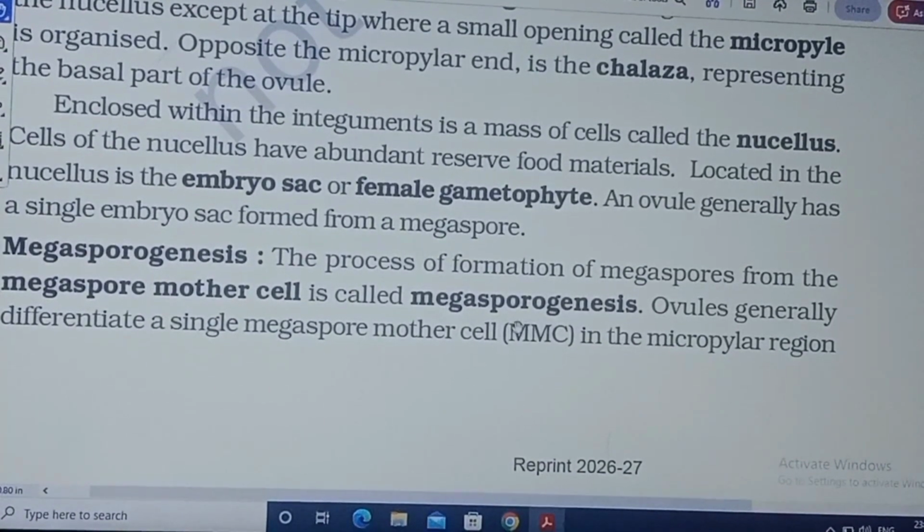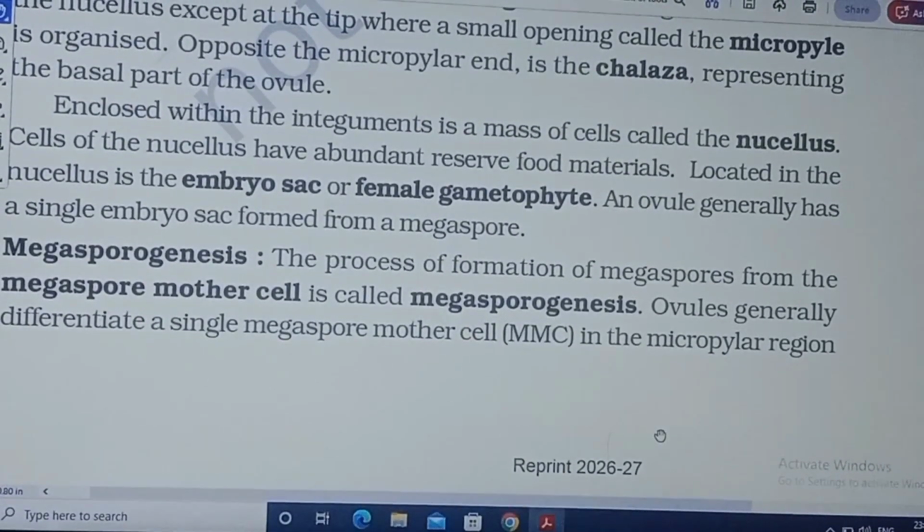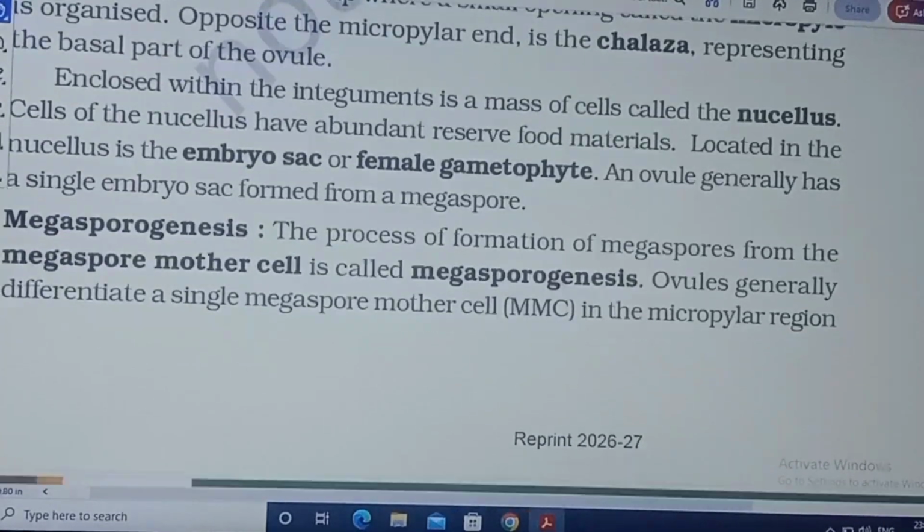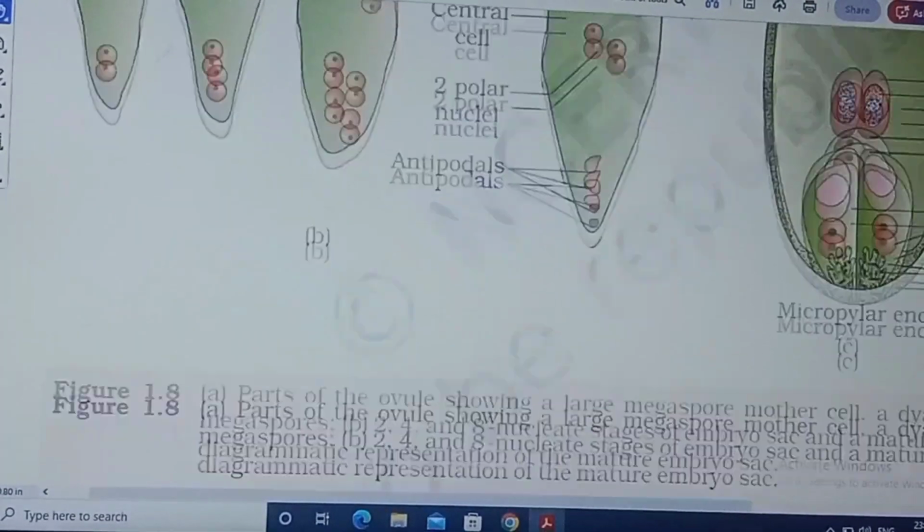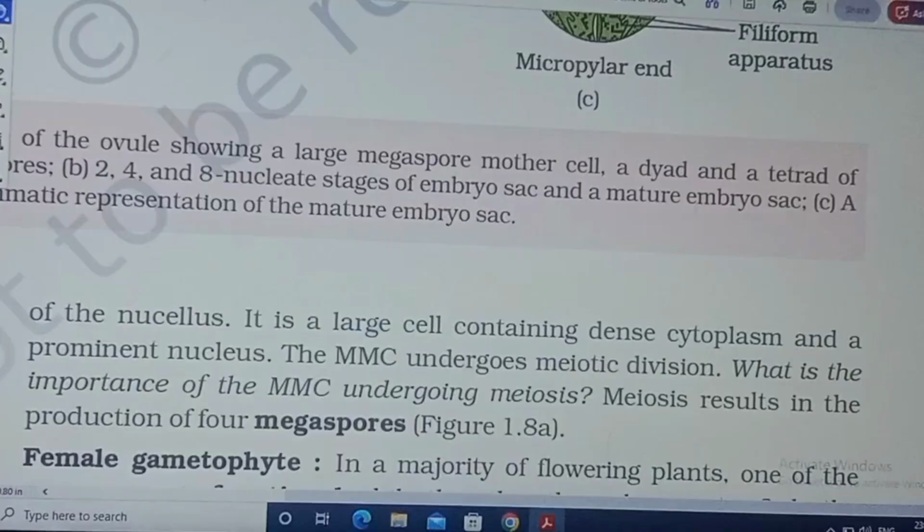Ovules generally differentiate a single megaspore mother cell in the micropylar region, not the chalazal region. This is the micropylar region. You have to remember that. These are the diagrammatic views. I will explain the diagrammatic views.